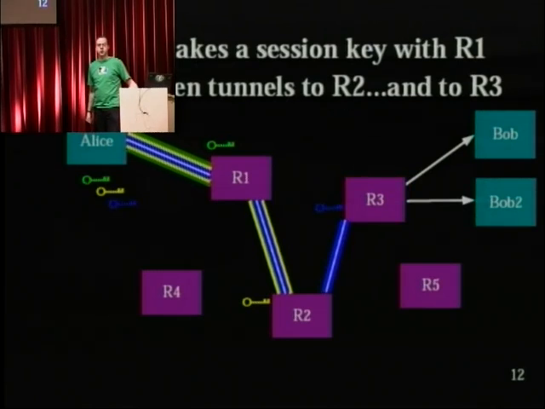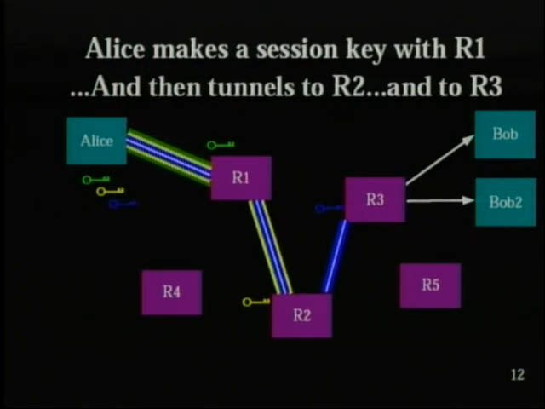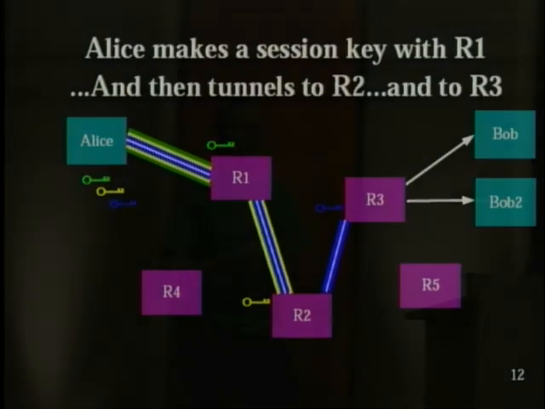So the way that we actually do this is we build what are called tunneled connections. Alice establishes a key with R1, and then she tunnels from there to R2 and establishes a new key, and from there to R3, and then she can talk to various Bobs, maybe CNN, Voice of America, Indie Media, something like that. And the idea is that R1 knows Alice is talking, but because of the encryption, he can't figure out what Alice is saying or who she's talking to. So far, so good? Okay.